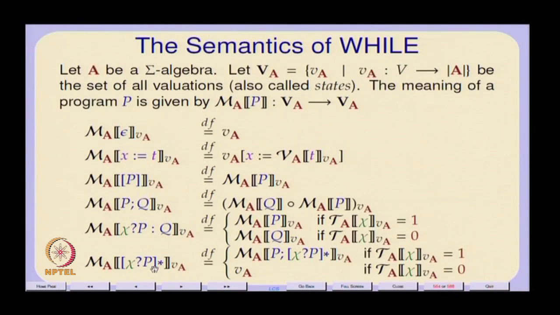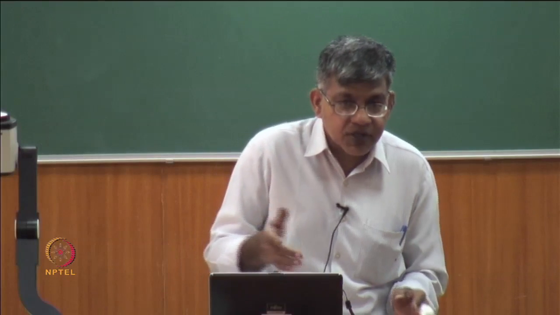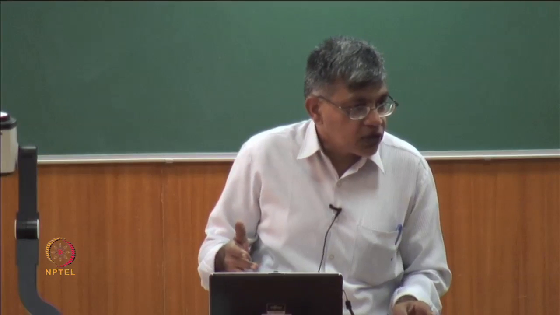As far as the while loop is concerned, it is very simple. You first evaluate this chi. If it is false under the valuation V A, then it just returns back the same valuation, so the result is the same valuation V A. If it is true, then this while essentially acts like the replication operation in the lambda calculus, like the Y combinator. So, what does it do?